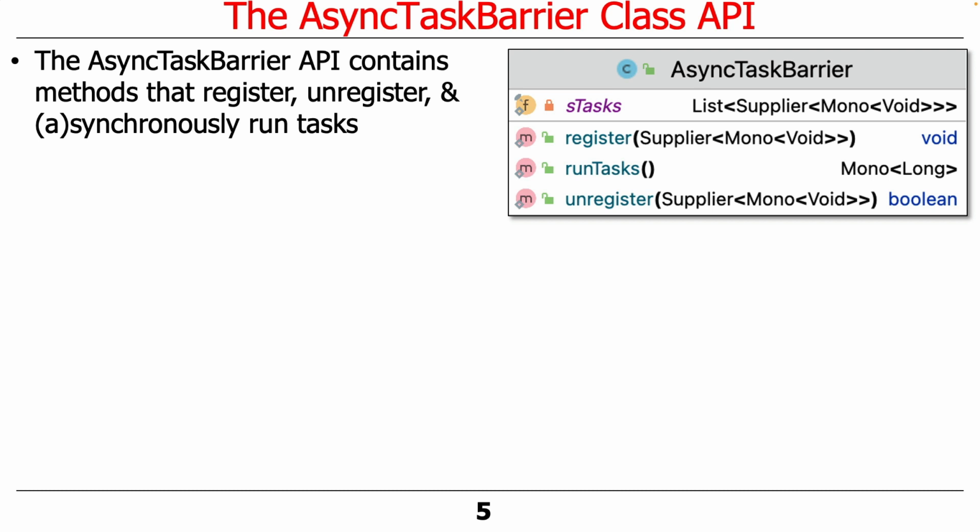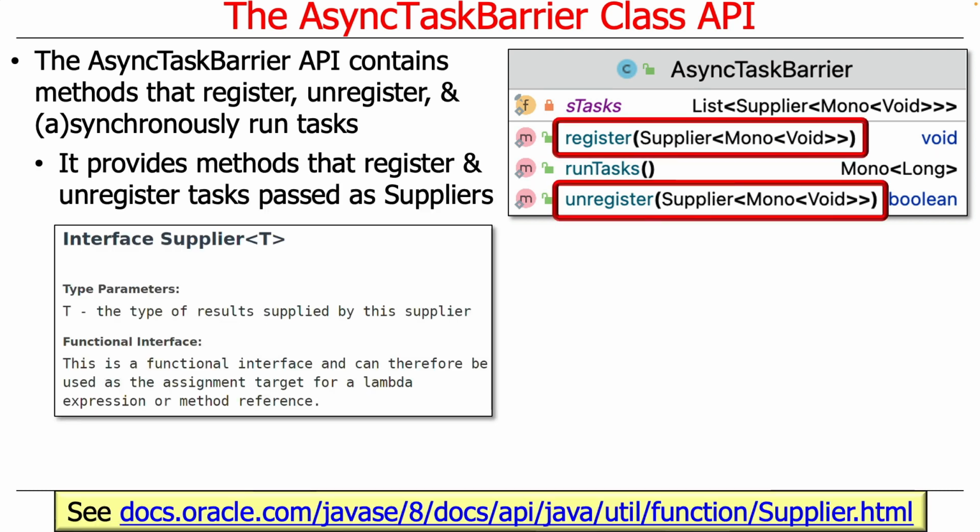So the AsyncTaskBarrier API contains these methods that register, unregister, and then run tasks. The tasks either run asynchronously if they've got things like subscribe on operations or their parallel fluxes, or they can also run synchronously. This works for that as well, although it's not as important for synchronous tasks as asynchronous tasks because they will block while they're running, and so you don't have to worry about the main thread falling off the end. Here's the methods that are used to register and unregister suppliers to methods that return monos to void.